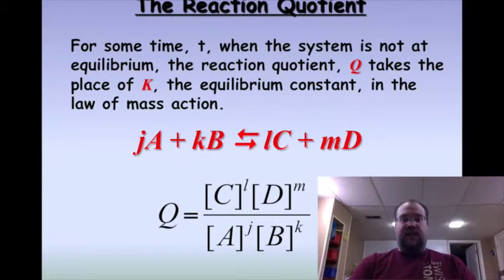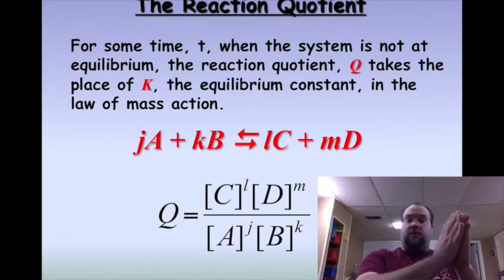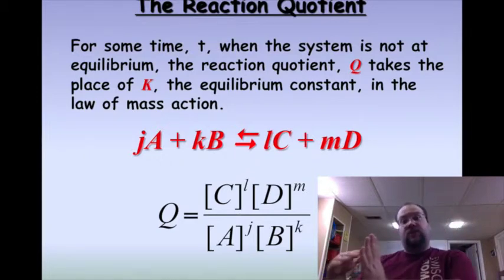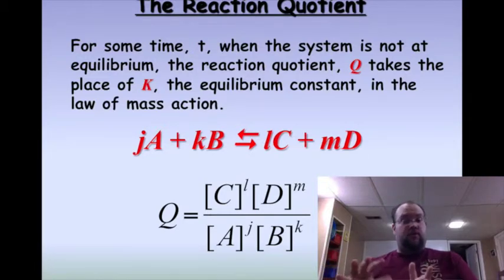Q is taken at any time other than equilibrium. Since it's not at equilibrium, we can't call it the equilibrium constant, so we call it the reaction quotient. It's found the exact same way. It just gives us a snapshot of where the reaction is. Is the reaction not yet at equilibrium? Is it at equilibrium? Or has it gone a little bit beyond equilibrium and needs to go back? Because there are certain things we can do to push a reaction past equilibrium. So that's what Q is.